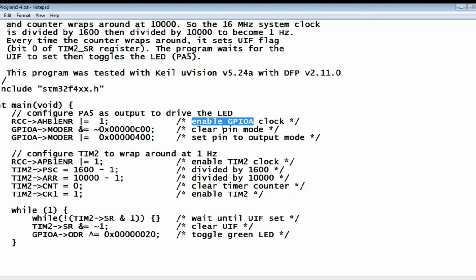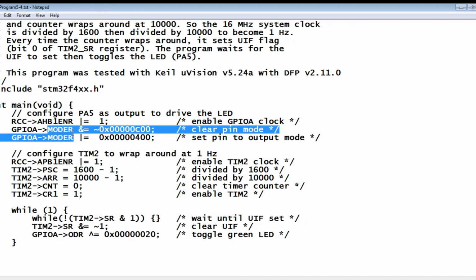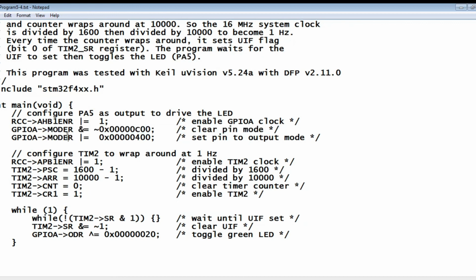Next step is you need to configure PA5 as output. How will you configure the direction of a port? By using mode selection registers. By configuring the mode selection register 2 bits, if you are writing 00 to a particular pin, you will be configuring it as input.